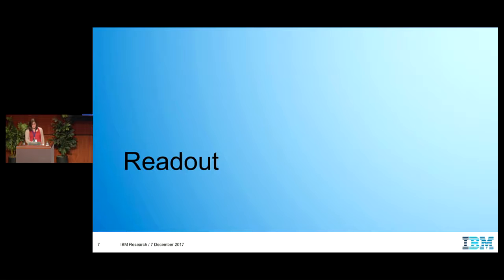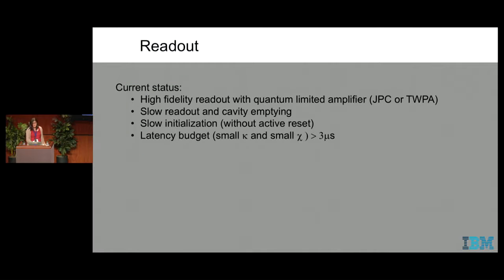In terms of readout, currently we have high-fidelity readout using some type of quantum-limited amplifier, such as JPCs, TWPAs. But right now we have a fairly slow readout and cavity emptying. That is due to the design that we have. We have a relatively small chi and kappa. We also have a fairly slow initialization because we're not doing any active reset, and this is also without active reset. For active reset, you have to read out and determine the state very fast. So I place this latency budget.